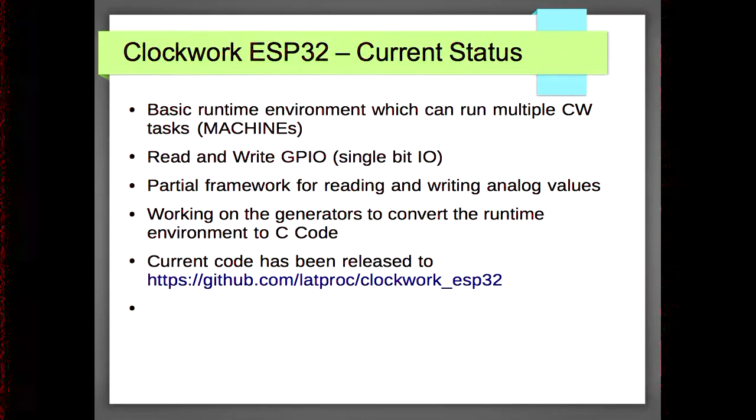So where do we get to? We had the basic runtime running, which can run multiple clockwork tasks. We're able to read and write GPIO, which is a single bit of data in or out. We have a partial framework for reading and writing analog values. And we are currently working on the generators to convert the runtime to C. That is the location where the work is being done currently.